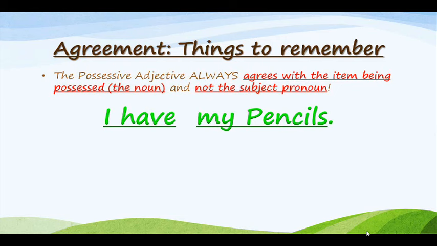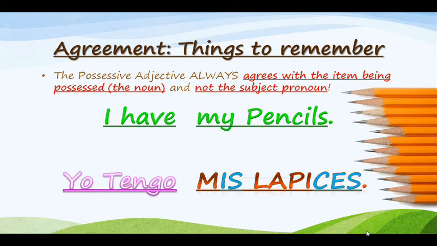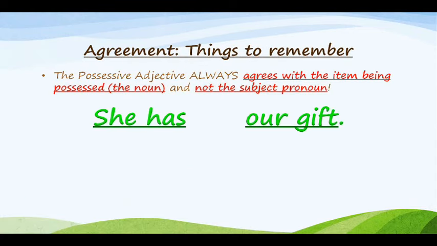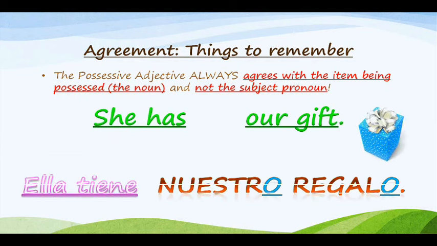I have my pencils. So we would say tengo mis lápices. Okay, even though you are singular, you're still going to make the word my plural, to describe the pencils. Okay, so whatever follows the possessive adjective is what you're going to make it agree with. Okay, let's try another example. She has our gift. Ella tiene nuestro regalo. Notice how nuestro is agreeing with regalo.